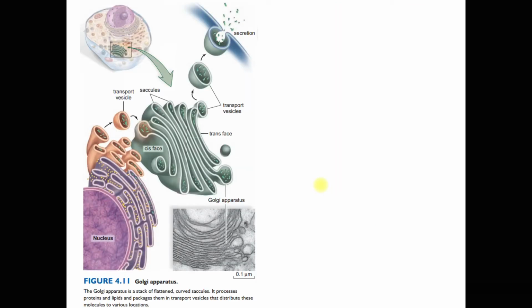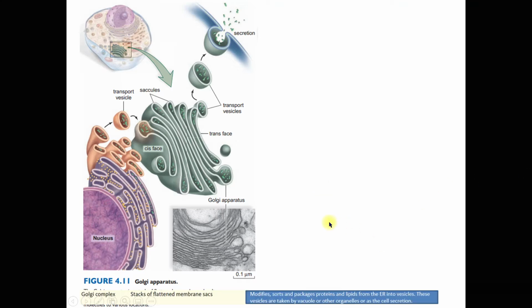Next we have the Golgi apparatus. Usually the Golgi apparatus is just next to the endoplasmic reticulum. The Golgi apparatus is a stack of flattened membrane sacs, and you can see how flattened they are.